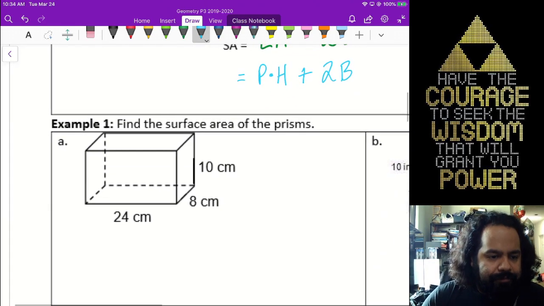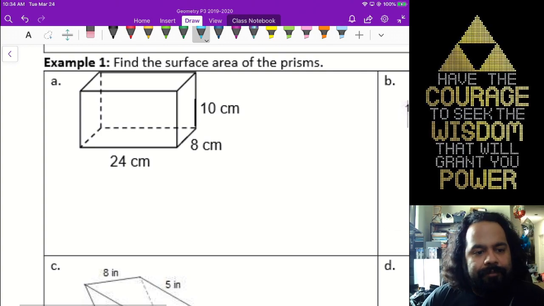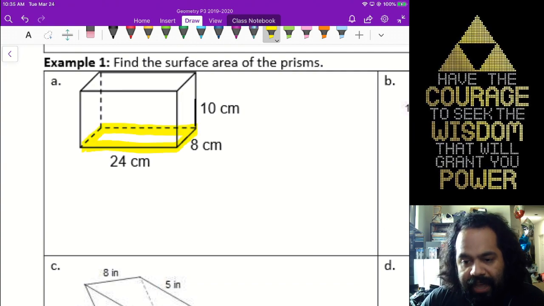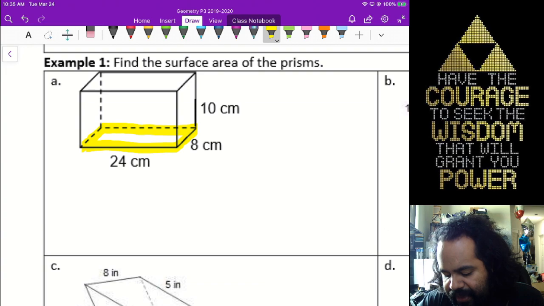So here we go. On the first one here, I want to find the surface area of my prism. Yes, the IXL will go towards your grade, so definitely do them. Okay, I'm not asking you to do a whole lot, just do as many as you can to get a mastery. Right there is your base.